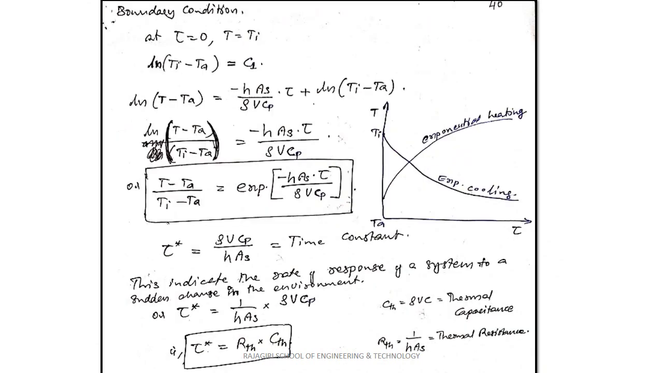In the previous slide, the negative sign in the equation indicates the direction of heat flow. If the body is cooling, then the sign will be negative, and if the body is heating, then the sign is positive. Now, to find the constant of integration, apply the boundary condition.